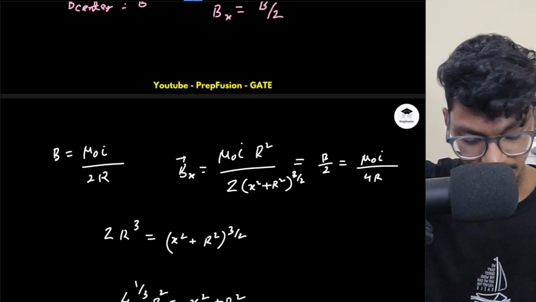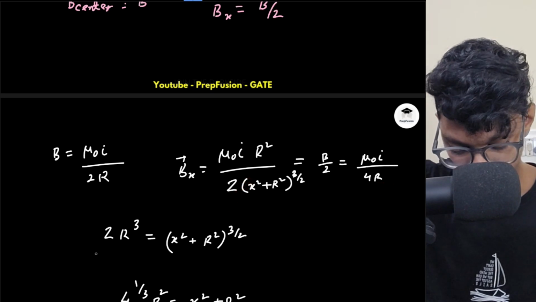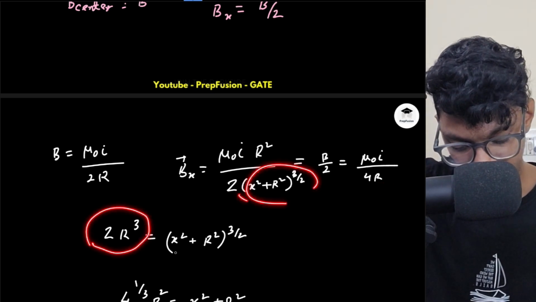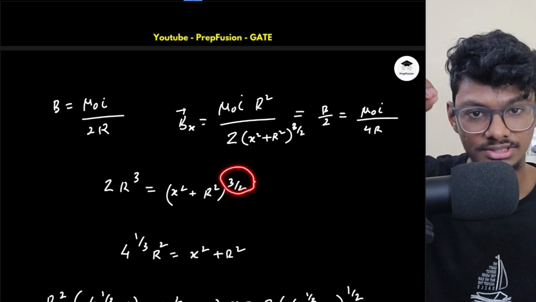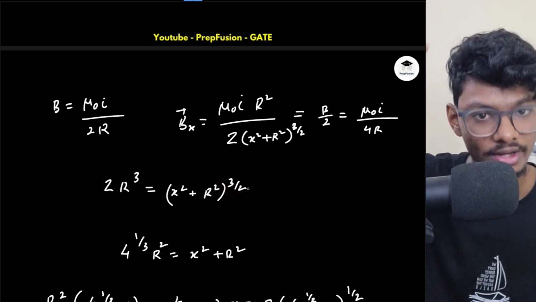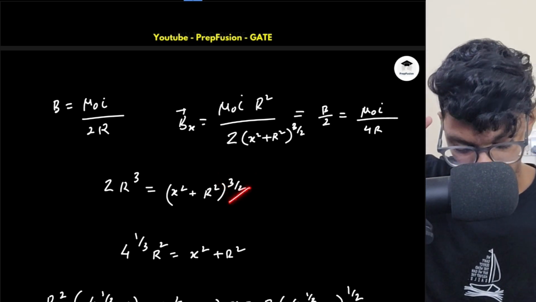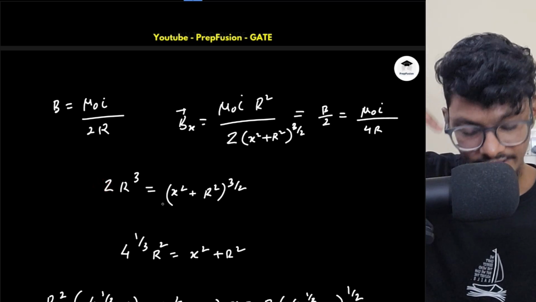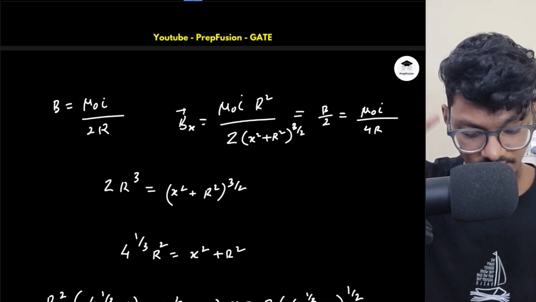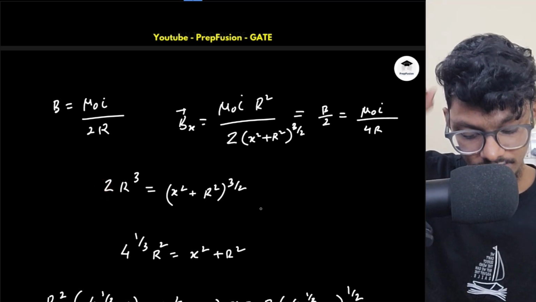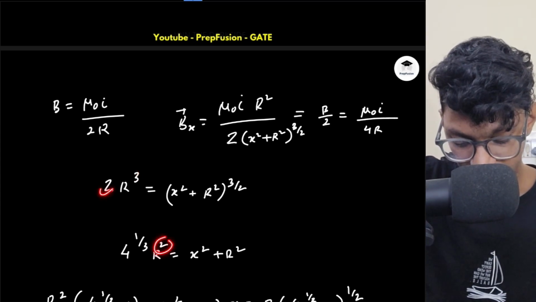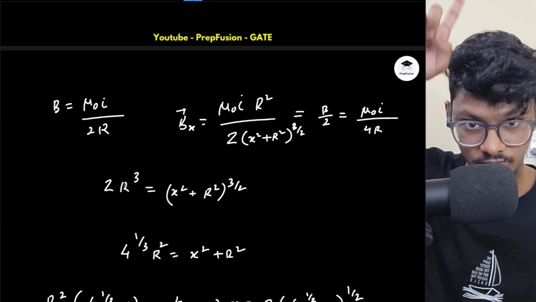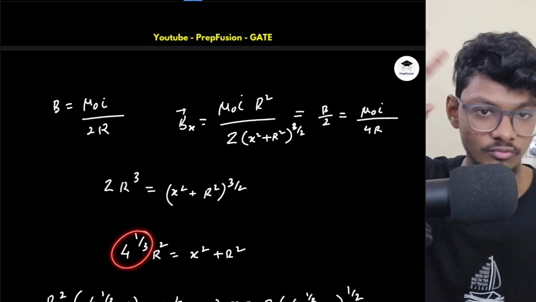So that's the mistake. If I cancel 2 on both sides, this will be 2r cube, and on the right hand side I will have this expression. Now I have to remove this radical term. So I will first square it, then cube root it. If I square it, this will become 4 r raised to power 6. Then if I cube root it, I have to divide this 6 by 3, so this power will become 2, and I have to divide this 4 raised to power 1 by 3.